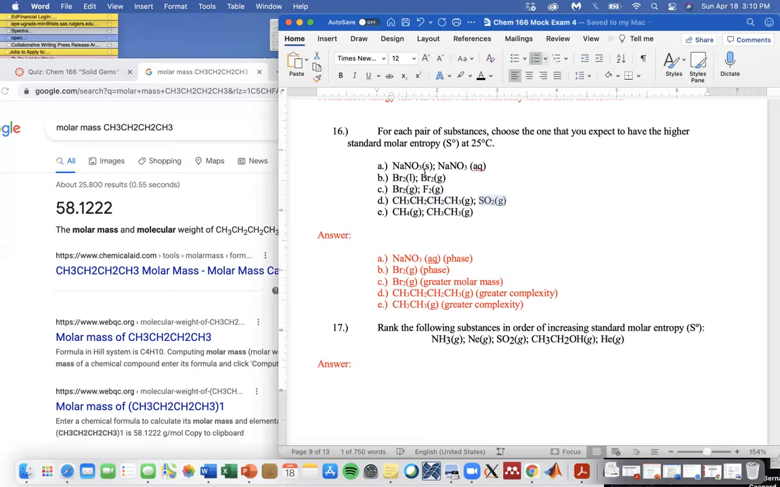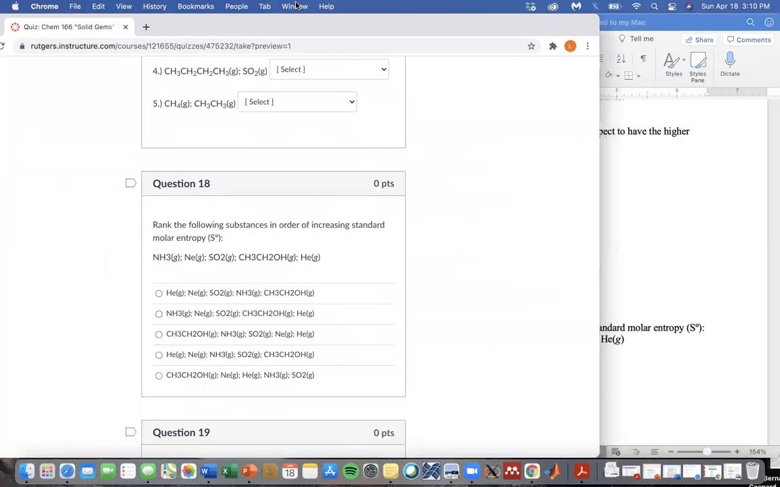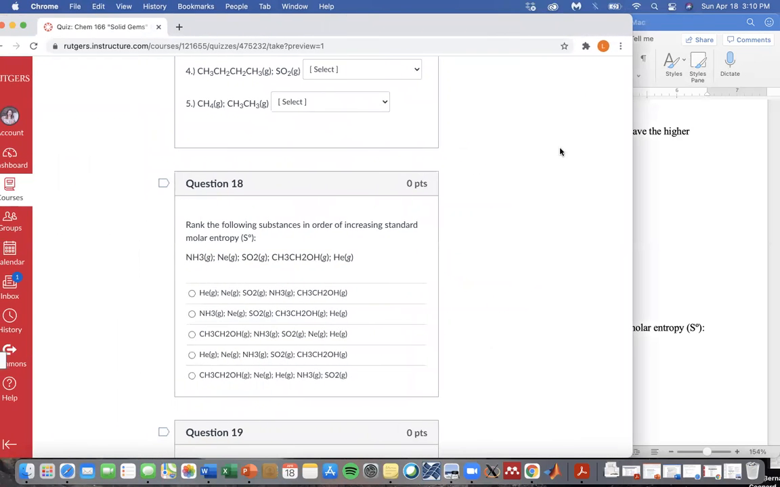Yes. Okay. It's like what Bryce said with more chains and stuff. Yeah, if you have one of these really long carbon chains, that will have higher molar entropy because it's just so big. Okay, thank you.